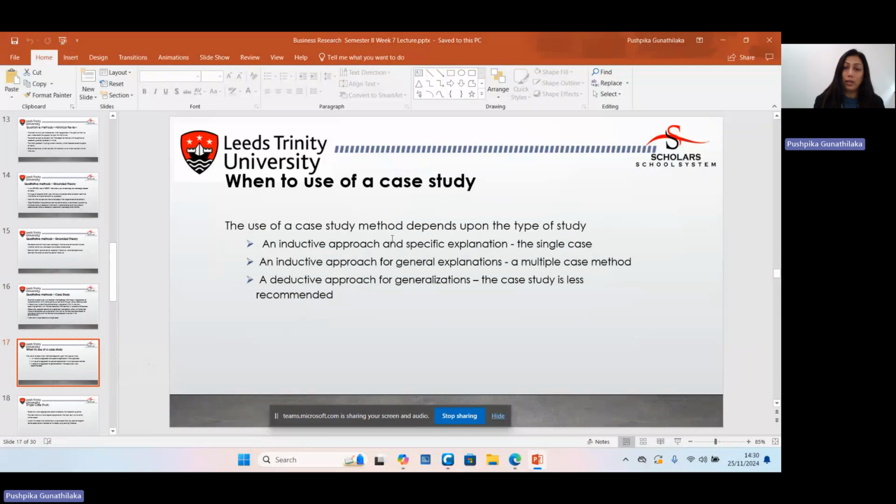The case study method depends upon the type of study. If your study is very inductive, if you need more explanation, then you will stick to single case study. If you need more general explanations, but you are having an inductive approach, you will use a multiple case study method. If you are using a deductive approach for generalizations, then the case study method will not be recommended. It will be less important.